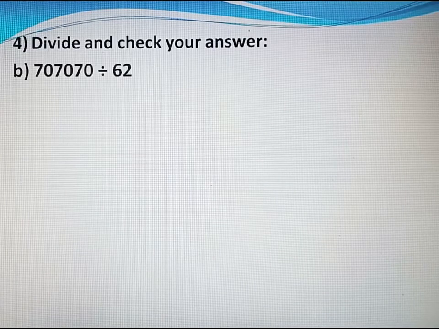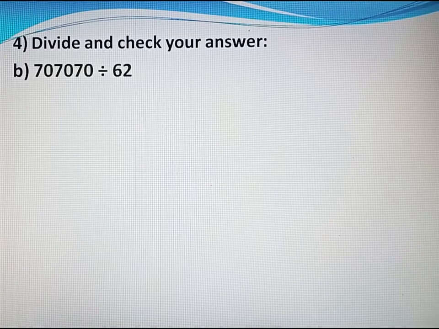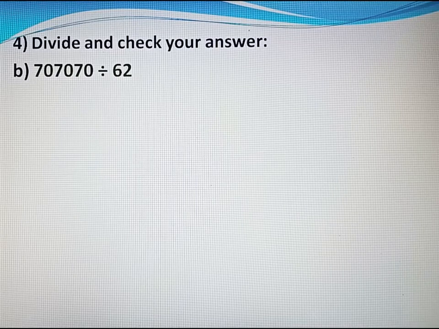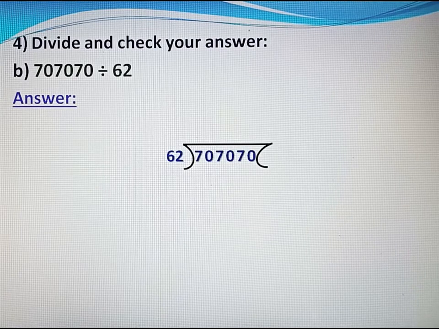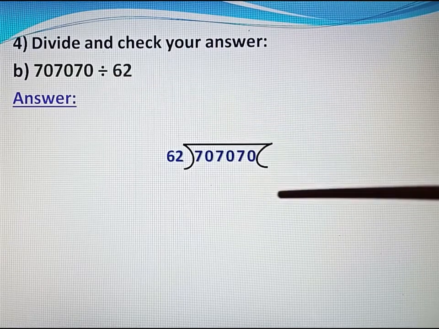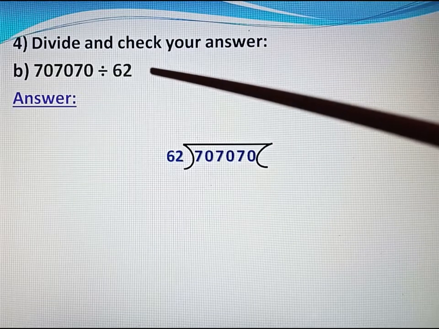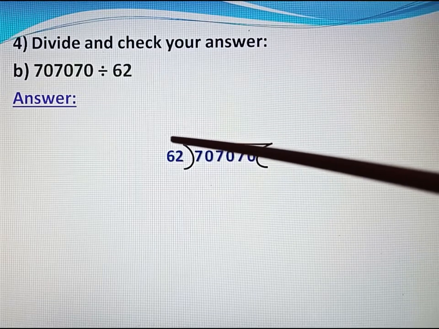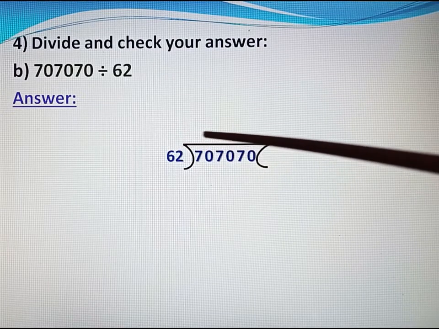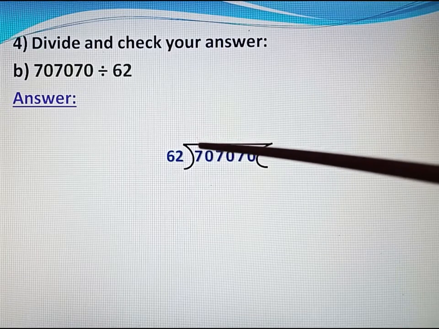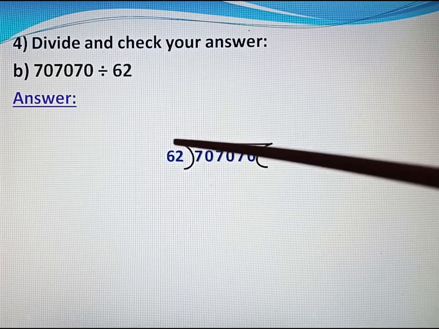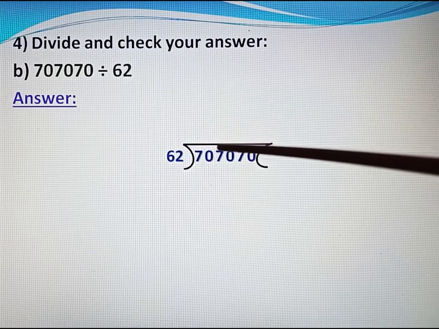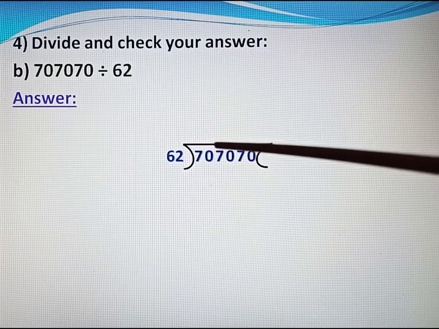Now, question number 4. Divide and check your answer. B part: 7,07,070 divide 62. 7,07,070 is the dividend, so we have written it here, and 62 is the divisor, so we have written it on the left side. Now see this, 62 is a 2-digit divisor, so we will take the first 2 digits in the dividend, that is 70. So we will multiply 62 by a number so that it is equal to 70 or less than 70. It should not be greater than 70.